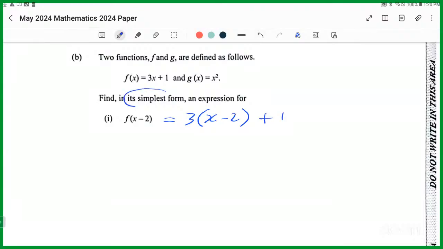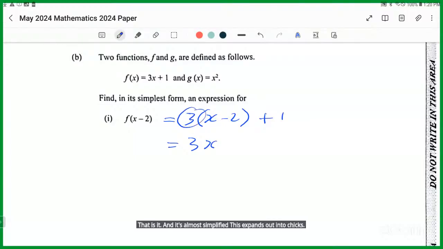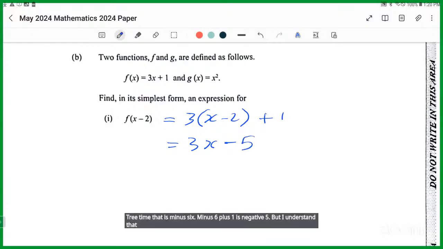And then we must simplify. This expands out into 3x. 3 times that is -6. -6 plus 1 is -5. So 3x minus 5 is the answer for that one.